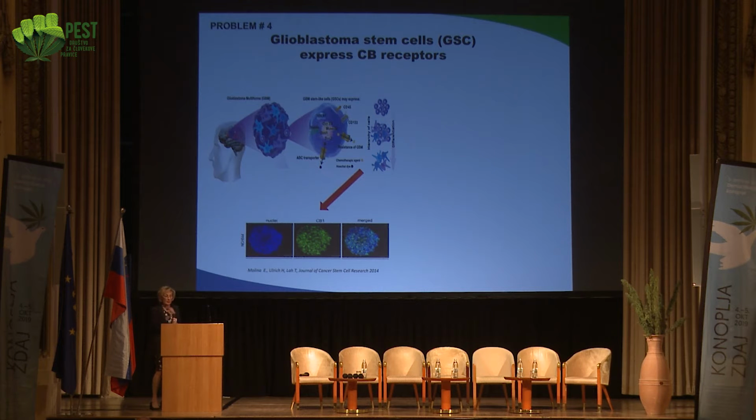Now here it's the same. All the information is in these cells, and of course we would like to kill these cells, but they are very resistant to all types of therapy. And we have shown that this cell line also expresses, for example, CB1 receptors. I will tell you more about that.